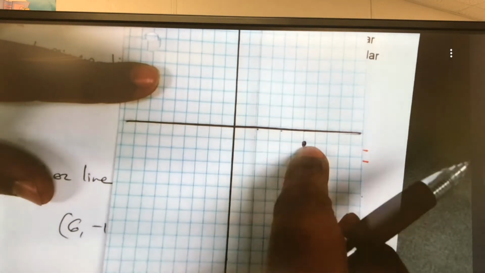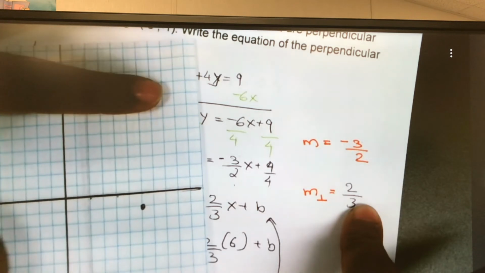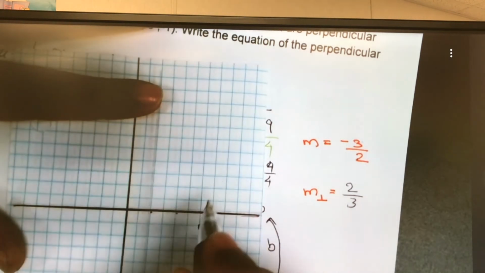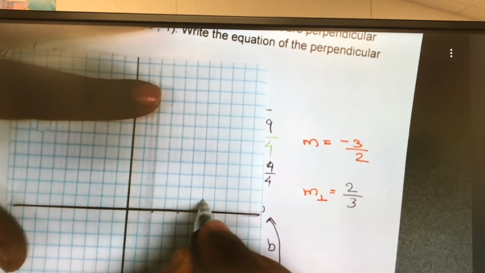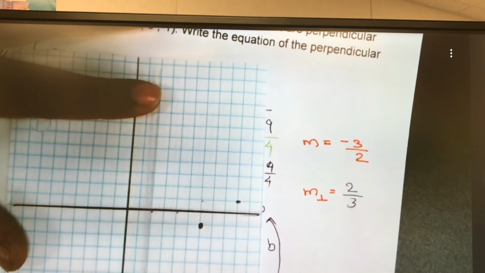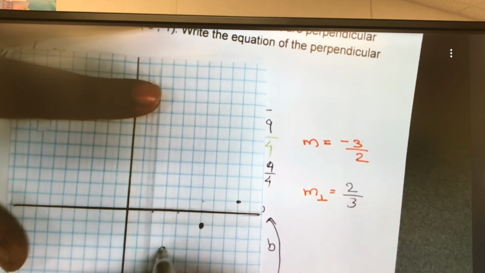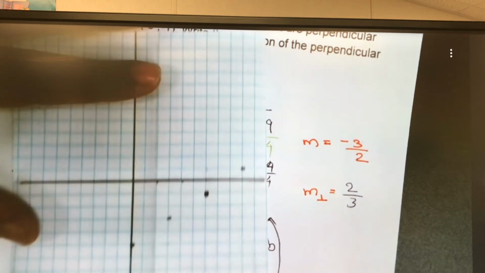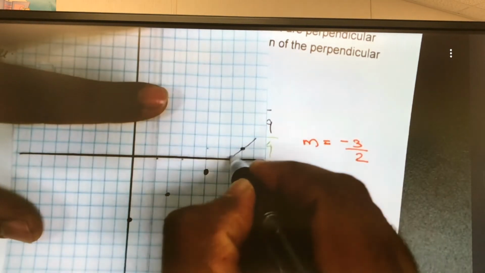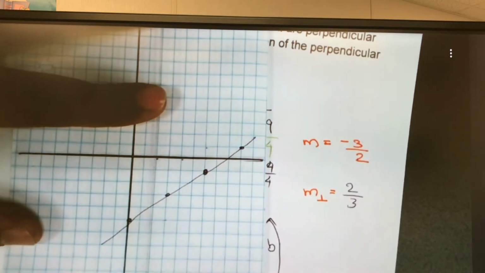And the slope of the perpendicular line is 2 over 3. That means 2 points up and 3 points over. If I want to come back toward the y-axis, I do the opposite way: 2 down, 3 over, 2 down, 3 over. So I draw the line. This is the graph of my perpendicular line.